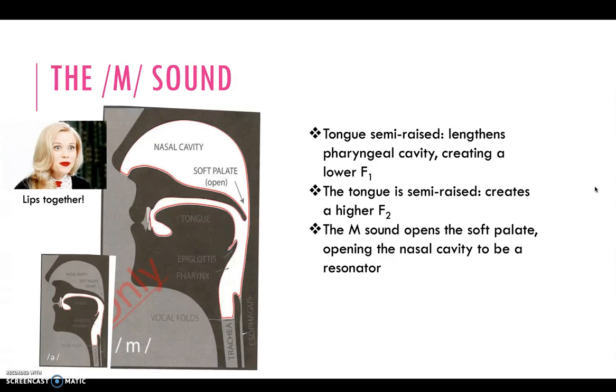For the M sound, we see that the tongue is semi-raised. It's not laying flat, the mandible isn't lowered, but it's not raised either. This lengthens the pharyngeal cavity, but not too much. This will give us F1. Next, consider the tongue. This gives us F2 as sound travels through the oral cavity. Finally, the sound is nasal, so the sound travels through the nasal cavity. It is a large cavity. As we can see from the schwa, not all sounds are affected by the nasal cavity, so this is important for the M sound.